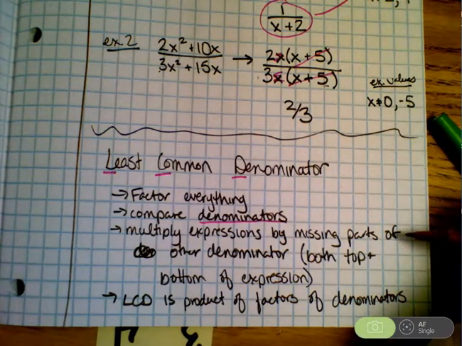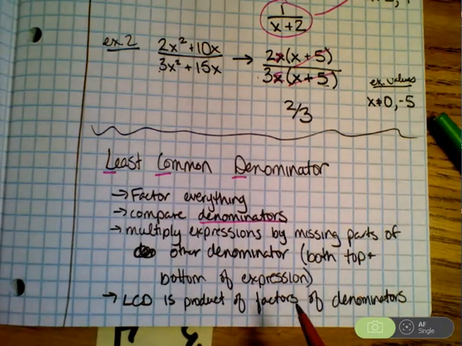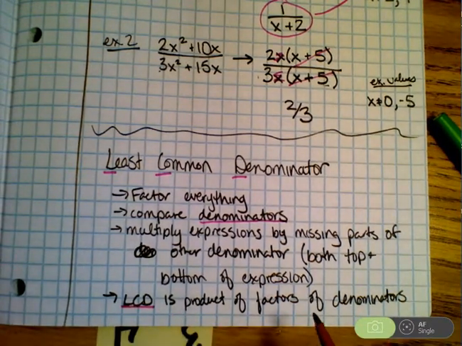The idea is that you want the denominators to be the same, so you look for the part that's missing, and then you multiply that by the other expression, so both on the top and the bottom. And that'll be really clear once we do it once or twice. You've done this with fractions, so it's going to start to sink in pretty quickly. And then the least common denominator, or the LCD, if you're ever asked just for that, it's just the factors of both denominators, one copy of all of them. You never want to repeat them. But that's what you do when you're looking for the least common denominator.